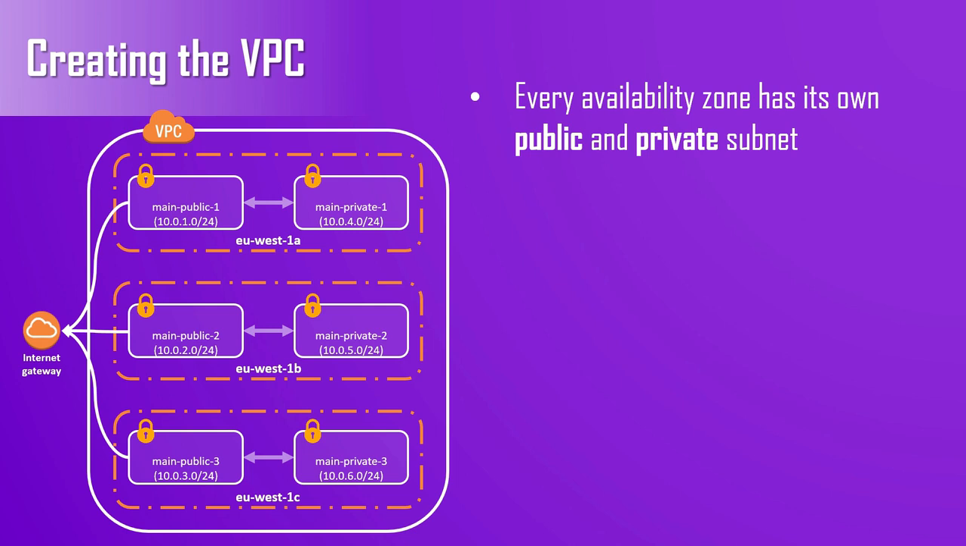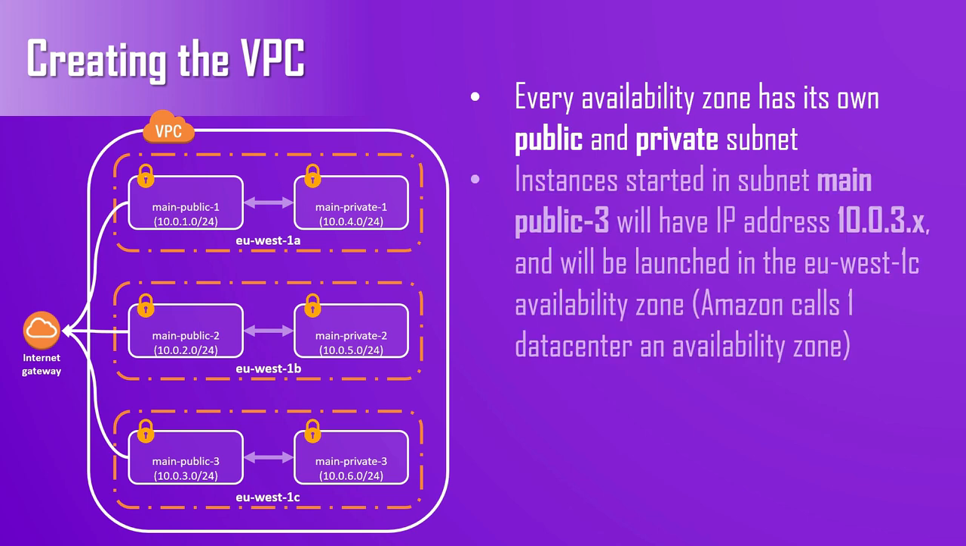So, those subnets have a /24, so you can assign 255 IP addresses. You see the three zones, EU West 1A, B, and C. And then you will see a public and a private in each one of them, and those subnets have their own IP range. So, instances that start in subnet main public 3 will have IP address 10.0.3.x, something that will be launched in the EU West 1C availability zone.